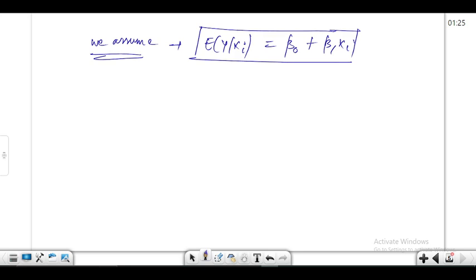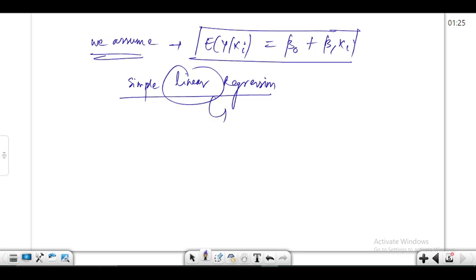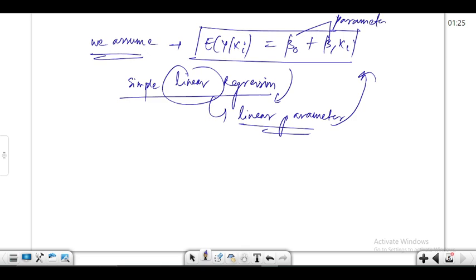Okay, since we are dealing with simple linear regression, it basically means that this functional relationship is linear in parameters. So in here, beta 1 and beta naught are my parameters. They are linear, as in the power of beta naught and beta 1 is 1 only. Whenever this is not the case, that becomes the case of non-linear parameters.